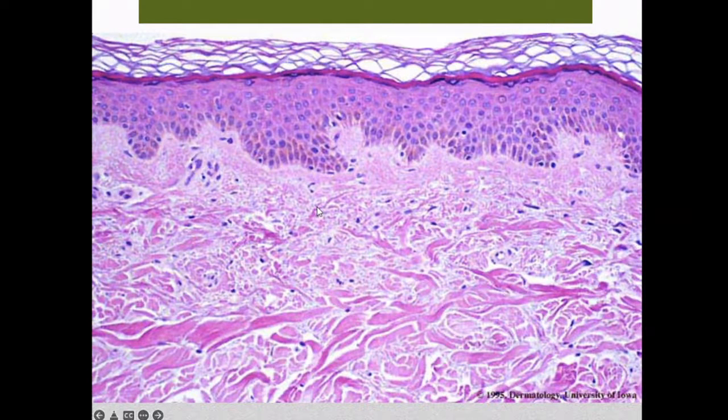So in this skin, we don't see melanocytes with their melanin. We don't see them clearly. Melanin is pinkish.